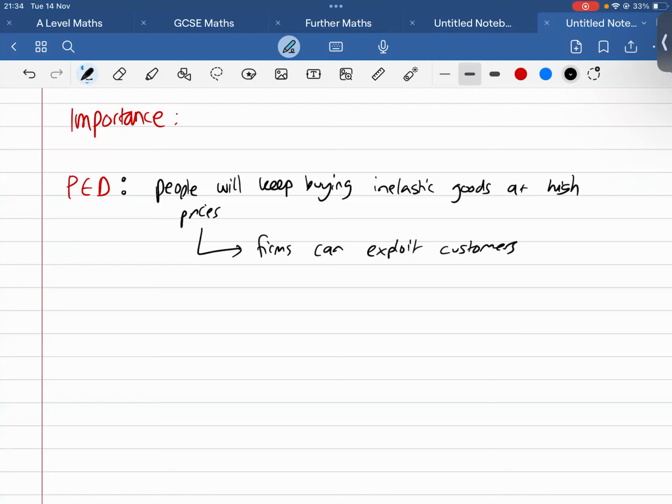Okay. And if something's elastic, then it tells firms, be careful, this thing's elastic. If you raise your price too much, nobody will buy your item. So strawberries, if people tried to make too much money selling strawberries, people would stop buying them because people could buy raspberries instead. But energy prices are really high and there's nothing we can do about it. So it allows firms to exploit customers.